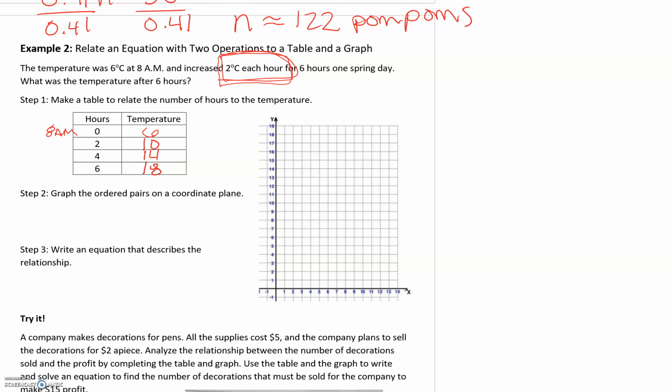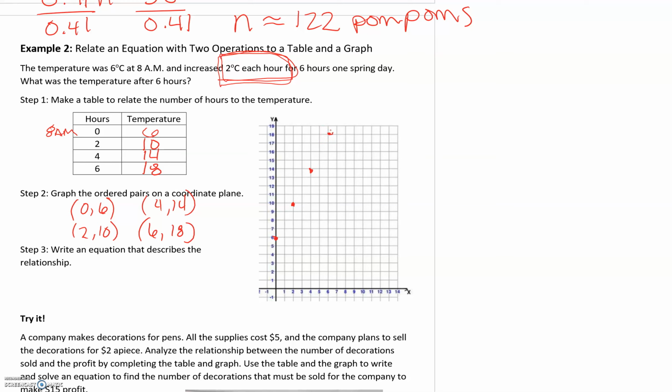All right. So here are my ordered pairs. I'm going to start at (0, 6). I'm going to have (2, 10), (4, 14), and (6, 18). All right. So plotting these points on my grid here. And (6, 18). There we go.